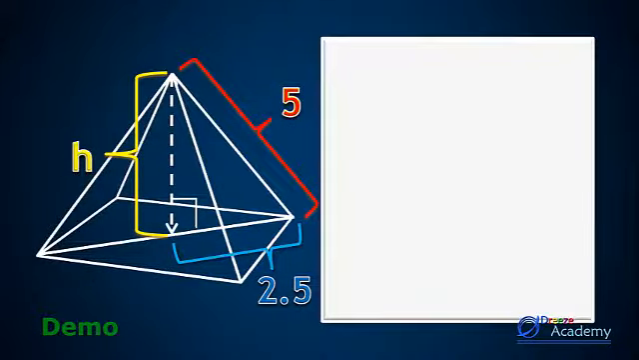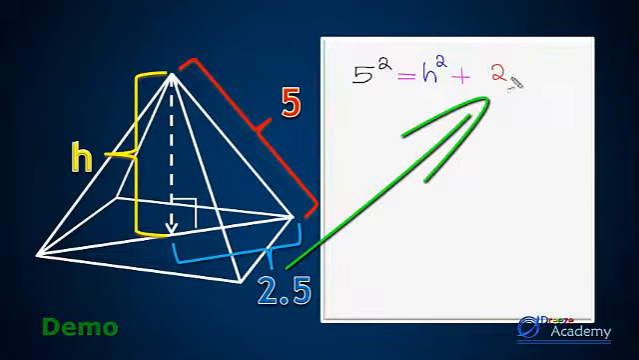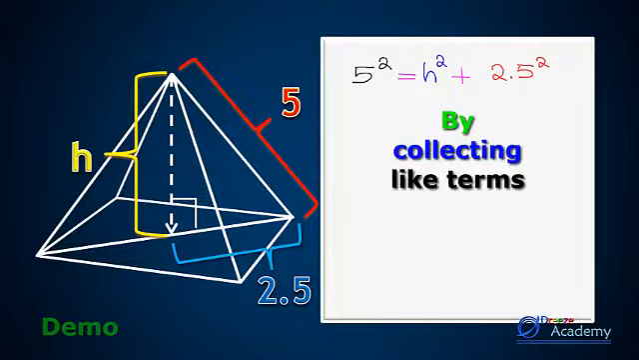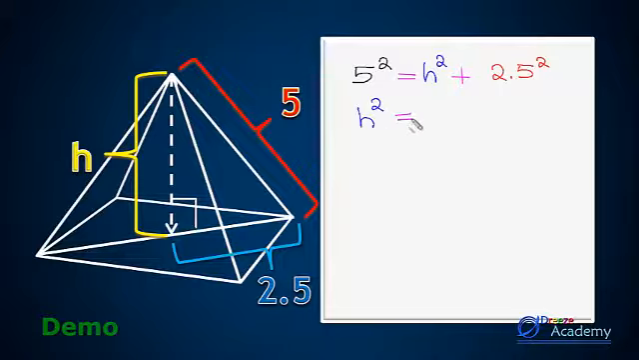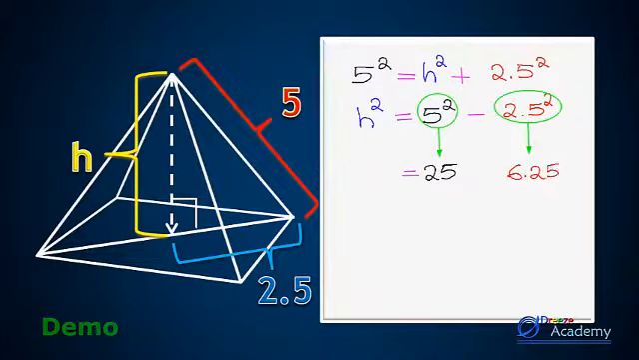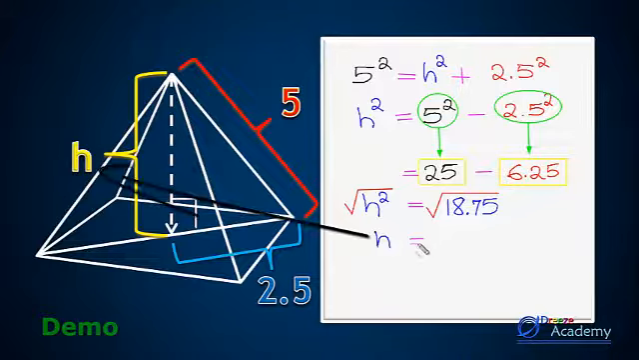Applying the Pythagorean theorem again, we can then have our values as 5 squared equal to h squared plus 2.5 squared. By collecting all terms, we then have h squared equal to 5 squared minus 2.5 squared. 5 squared is 25, whereas 2.5 squared is 6.25. Now, 25 minus 6.25 is 18.75. h squared is now equal to 18.75. Taking the square root of both sides, we then have h equal to 4.33 meters.